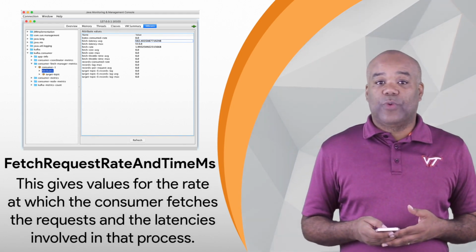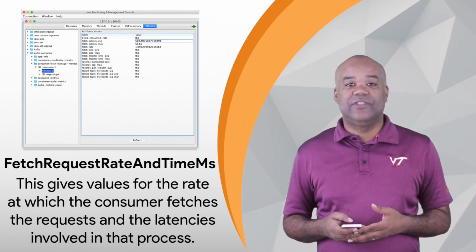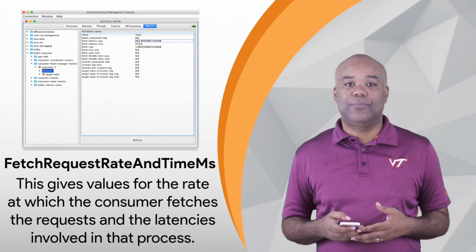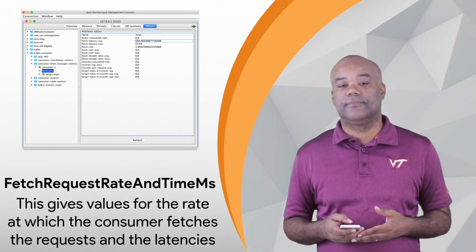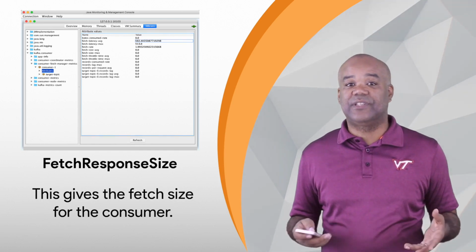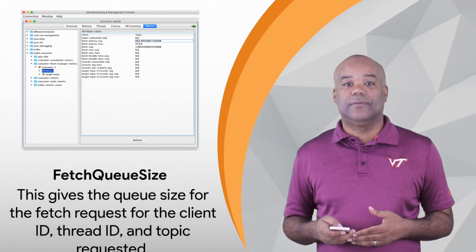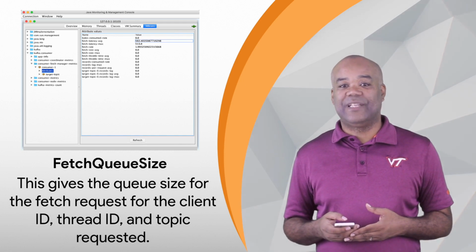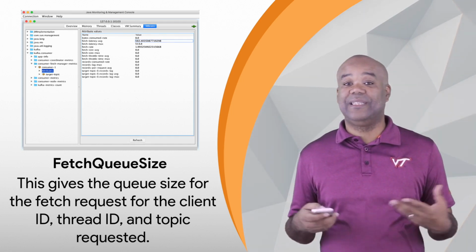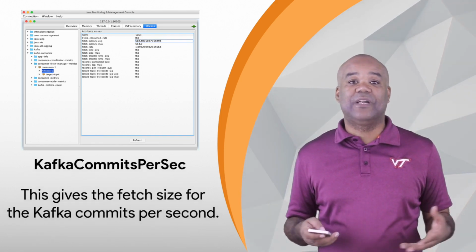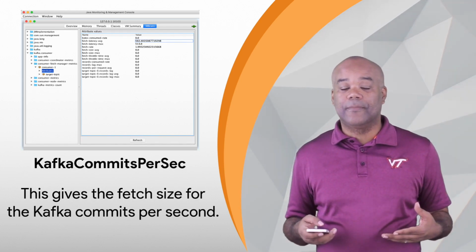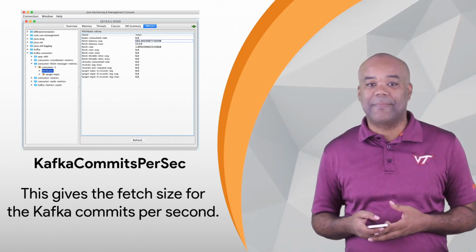There's fetch request rate and time in milliseconds, and this gives the values for the rate at which the consumer fetches the request and the latencies involved in that process. There's the fetch response size. It gives the fetch size for the consumer, and it gives it in different formats. The fetch queue size is the queue size of the fetch request for the client ID, thread ID, and the topic requested. The Kafka commits per second gives the fetch size for the Kafka commits per second, and all the different ways that it can be measured.